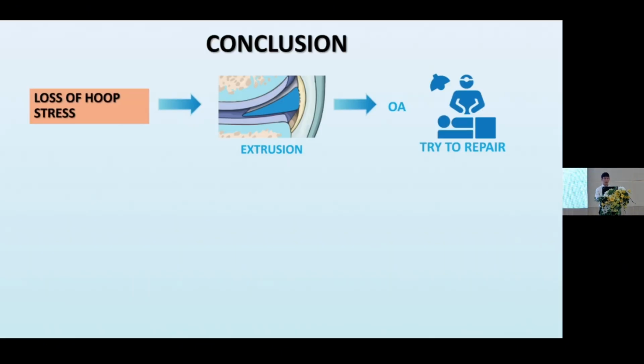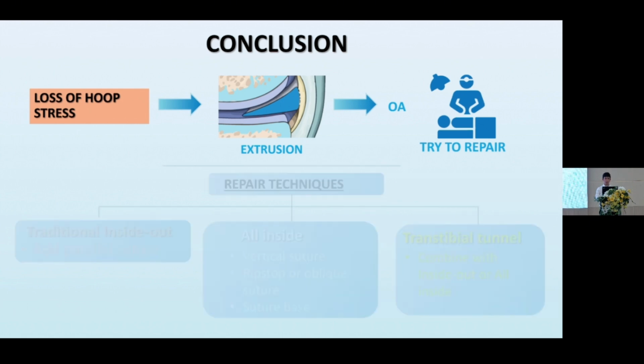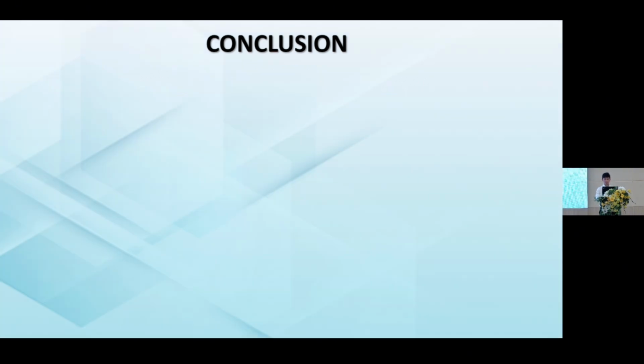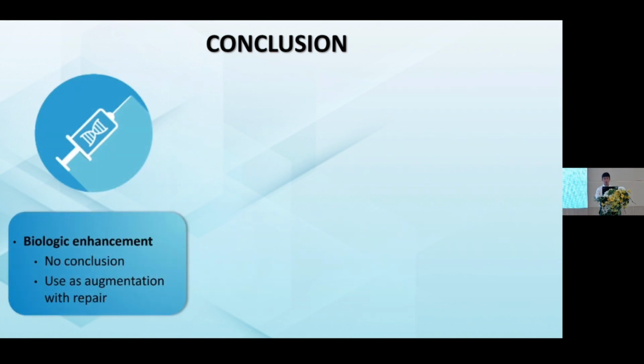In conclusion, we know that with hoop stress loss, extrusion occurs, and progression to OA, so we should try to repair if possible. The technique has a favorable outcome, but if you use the traditional inside-out, you should add a parallel suture. If you use all-inside, the vertical suture, rip-stop, oblique suture, and suture-based will give better biomechanics, and also the transtibial combined with inside-out and all-inside. For biologic enhancement, there's no conclusion, but it's suggested as an augmentation of the repair, especially in poor tissue.